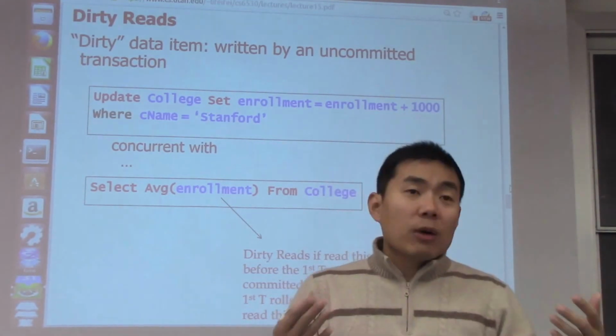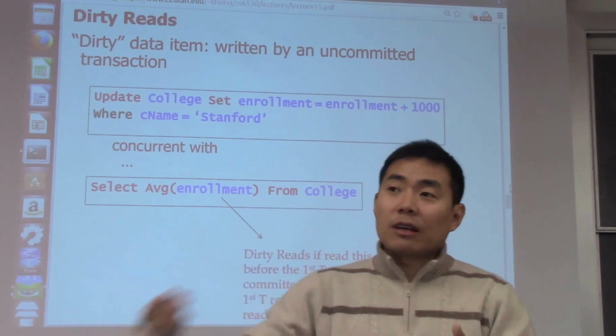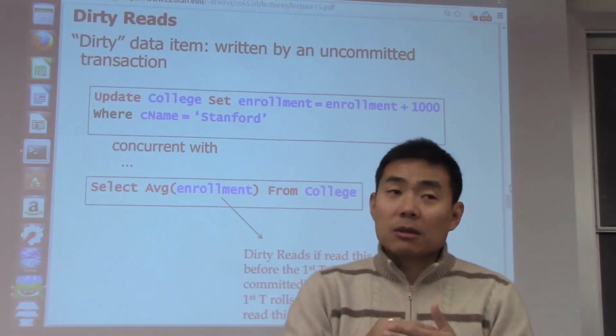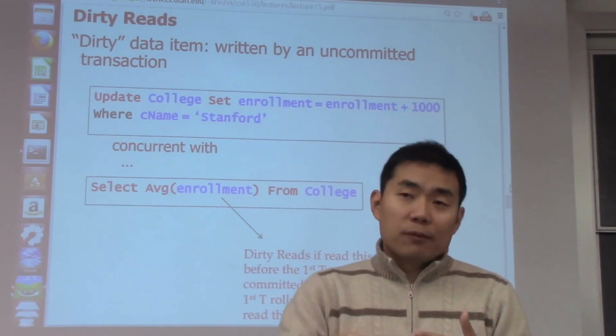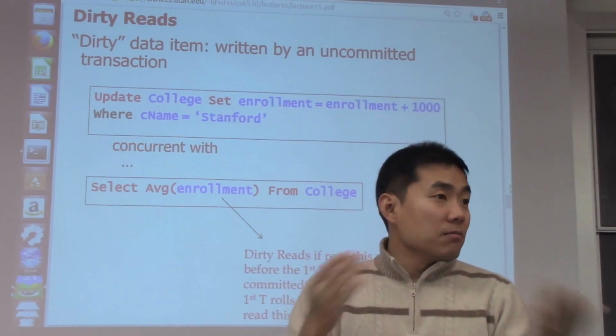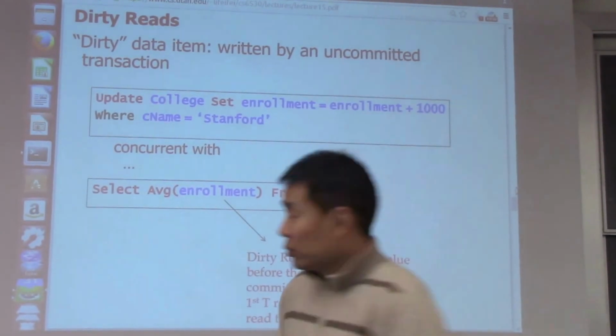Okay? That's the reason why in certain isolation levels, we choose to allow a transaction to read dirty data items, so that we run the risk that you might be forced to abort, but in most cases you are just okay, if the first transaction chooses to commit.